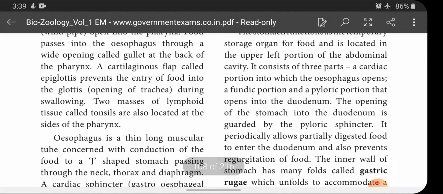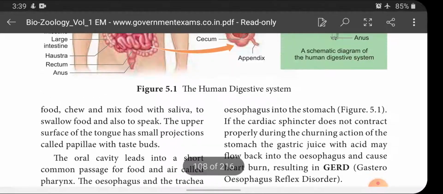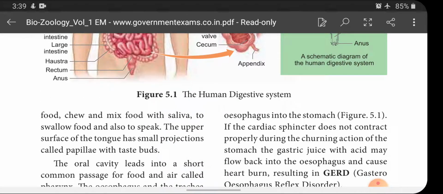Next, esophagus is a thin, long muscular tube concerned with the conduction of food to a J-shaped stomach, passing through the neck, thorax and diaphragm. A cardiac sphincter regulates the opening of the esophagus into the stomach, regulating the passage of food from the esophagus to the stomach.